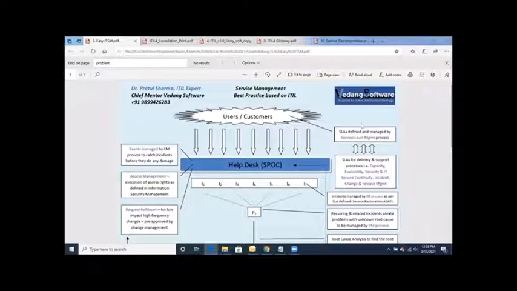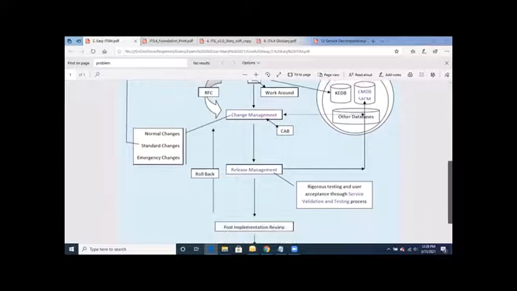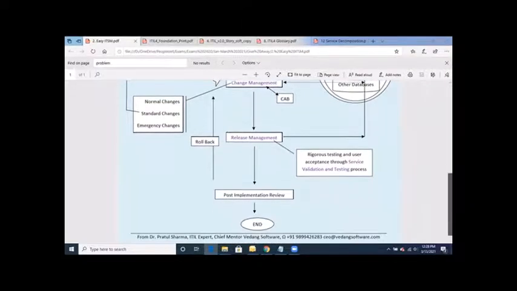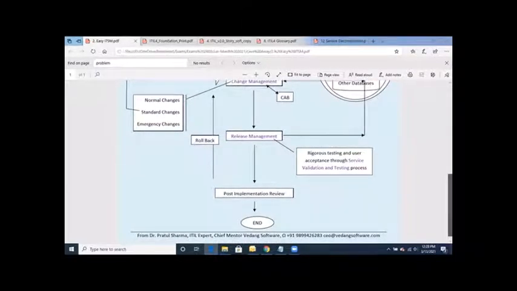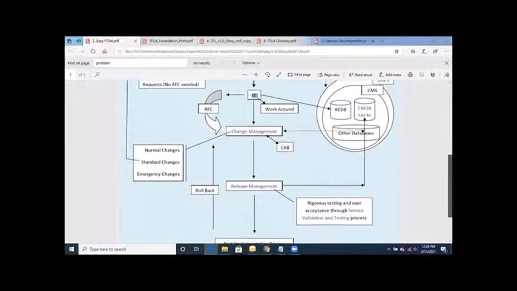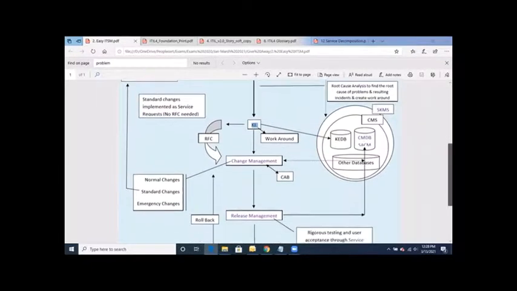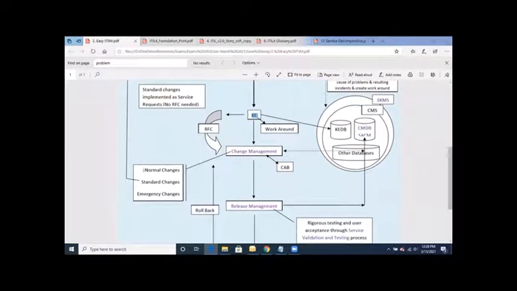Any questions now? We are halfway through with this service management flowchart. कोई प्रश्न? No, sir, it's okay. Till now, I have understood. Good, very good.